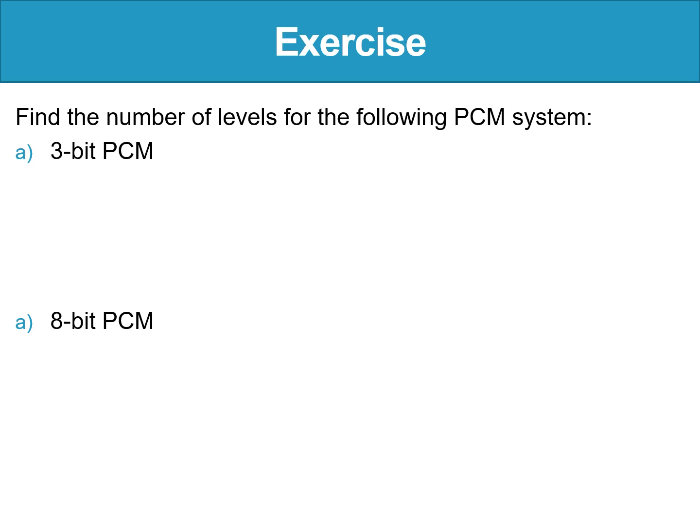So exercise, find the number of levels for the following PCM system. Just like previous, here we have a 3 bit system, and the number of levels L is equal to 8. So for this 8-bit PCM system, the level L is equal to 2 to the power of 8, which is equal to 256 levels.